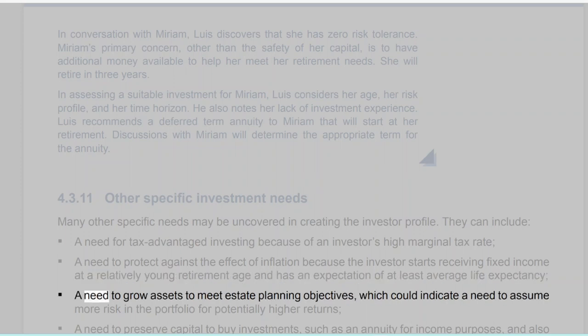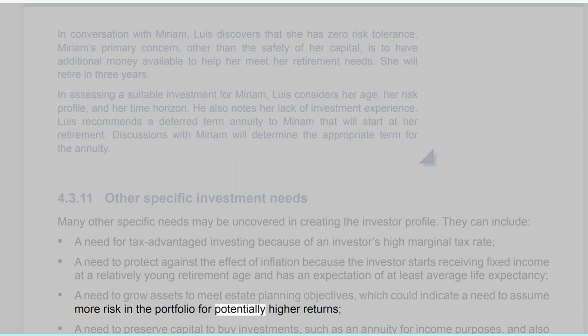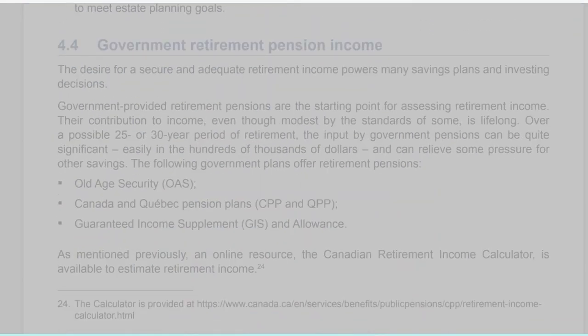a need to grow assets to meet estate planning objectives, which could indicate a need to assume more risk in the portfolio for potentially higher returns; a need to preserve capital to buy investments, such as an annuity for income purposes, and also to meet estate planning goals.